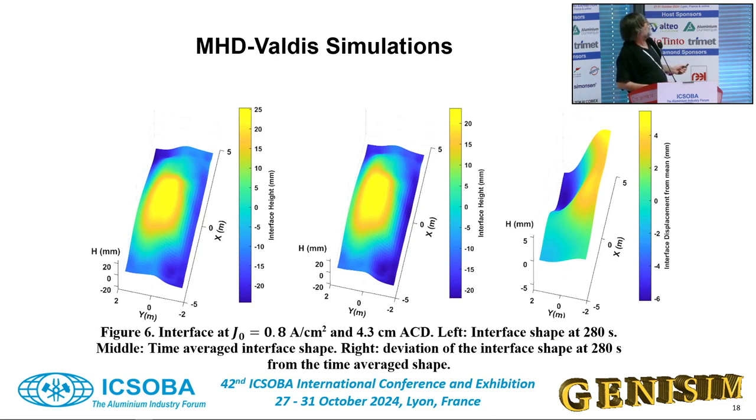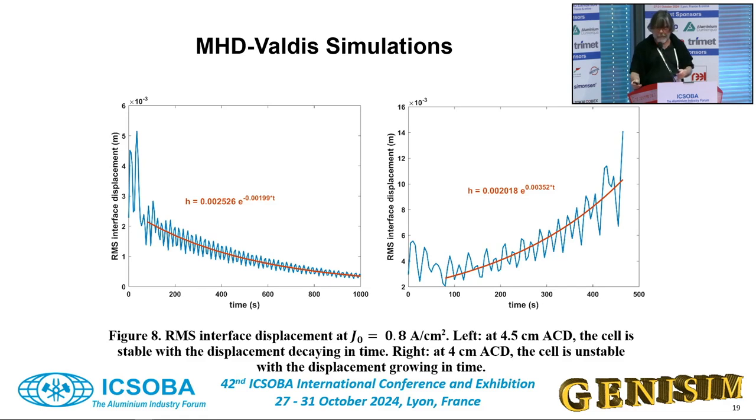This is the wave after some evolution, and if you subtract this from this, you get what is the actual wave motion. And if you do an RMS fit on the amplitude of this wave, you get a single number each time step. Not every crease, but every time step. And then you fit. So this is the condition where it is stable, so it is decaying, and this is the condition where it is unstable, so it's growing.